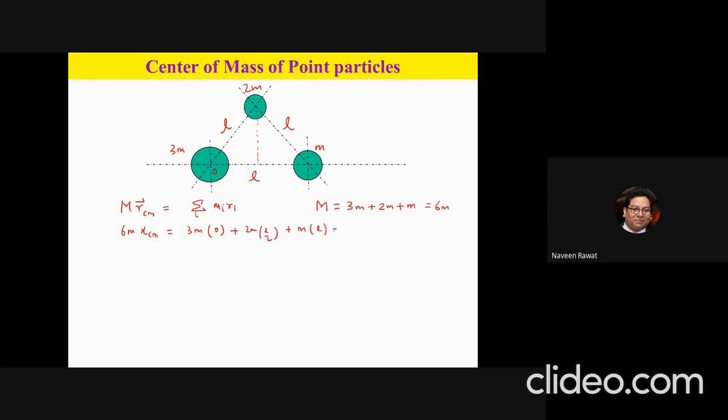So what I'm getting is ml plus ml, so that I'm just getting 2ml. And if I divide this 2ml by 6m, m and m will cancel, so I'll get L by 3. So L by 3 will be somewhere here, I believe.